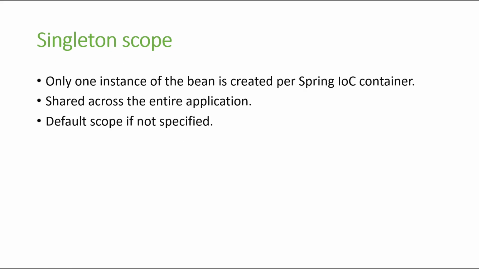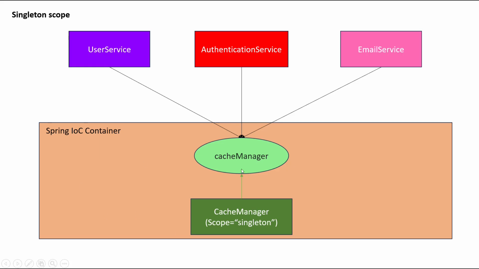If you look at this diagram, here we have 3 components: user service, authentication service, and email service. And we have a cache manager class, which is one more class. I defined it as a singleton scope. Whenever user service asks the Spring IoC container for the cache manager, it will create one object and return that object to the user service. And when authentication service also asks for the cache manager, it will return the same object. It won't create a new one.